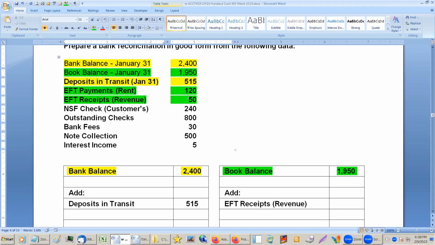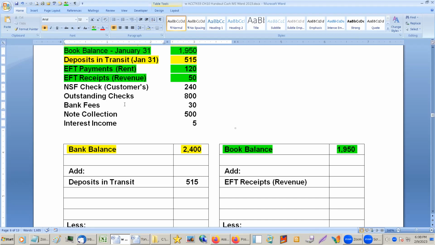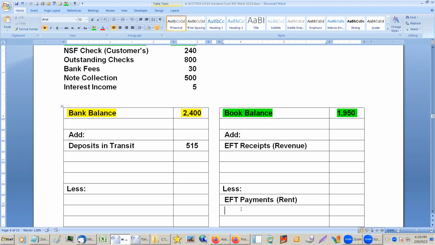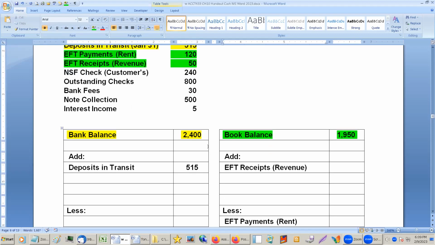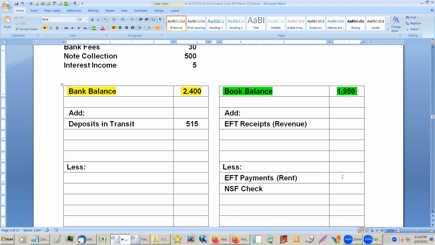So which side are we going to have to correct? The book side. Yep. The bank figured out that this check isn't good, so we have to correct our side.